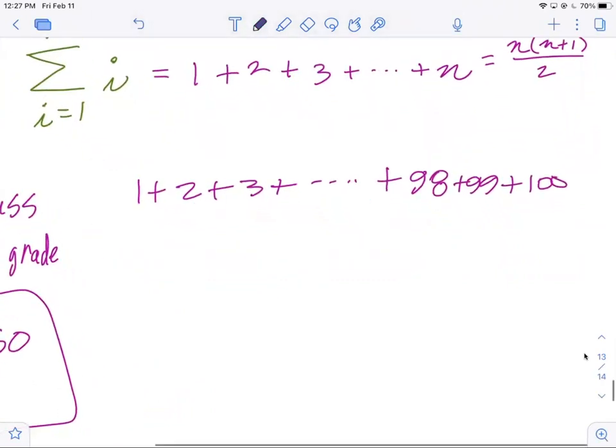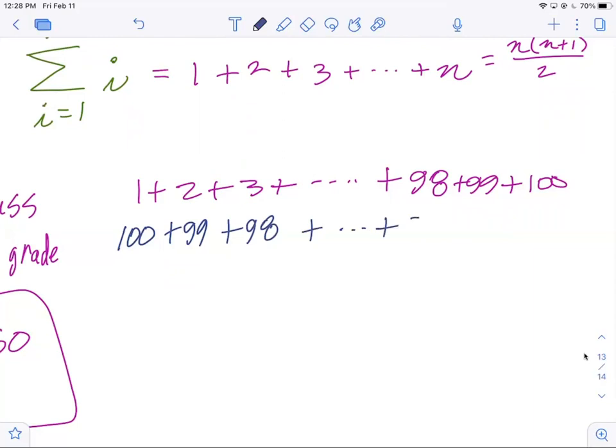His teacher wanted him to add those up, but Gauss was like, you know what? I'm going to not just add them up once. I'm going to add them up twice. But this time I'm going to add the second sum in reverse order: 100 plus 99 plus 98 plus dot, dot, dot, plus 3 plus 2 plus 1. And then he says, I'm not going to add them up left to right. No. I'm Gauss. I'm going to add them up vertically.